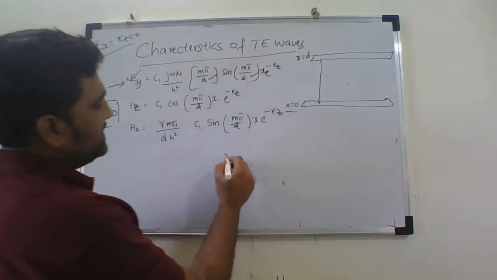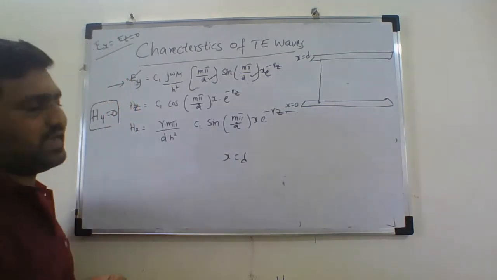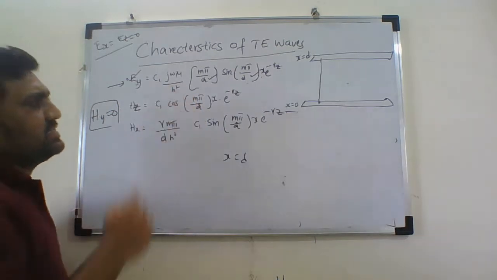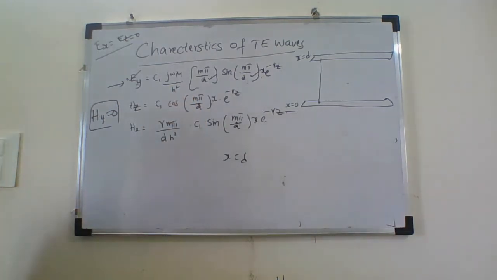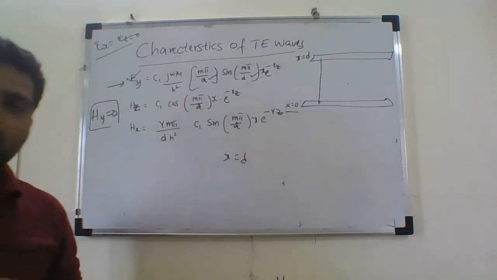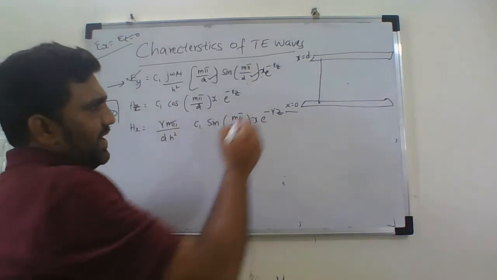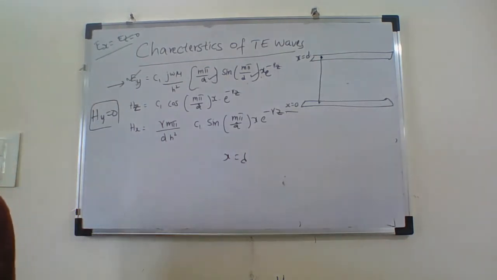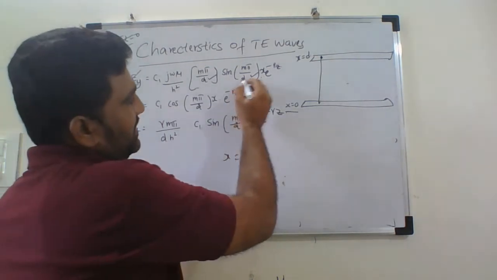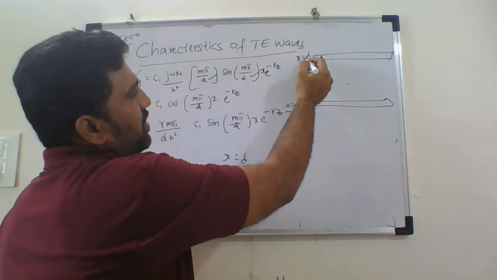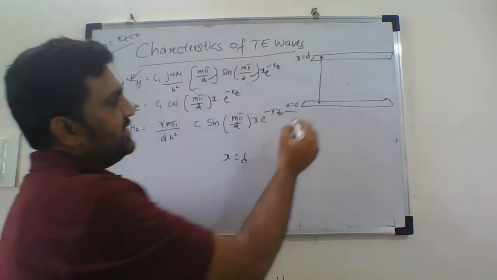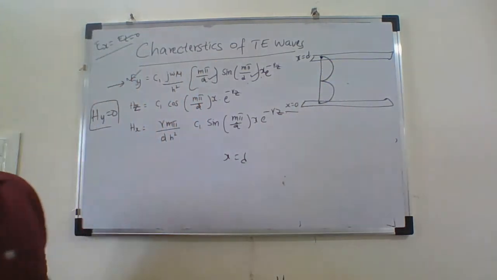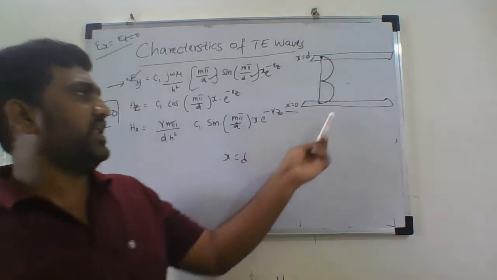Now, when I put x equal to d, so that means this is d, so d gets cancelled. Sine of m pi is again equal to 0. So when x is equal to d, my Ey is also equal to 0. In between x equal to 0 and x equal to d, it varies sinusoidally.